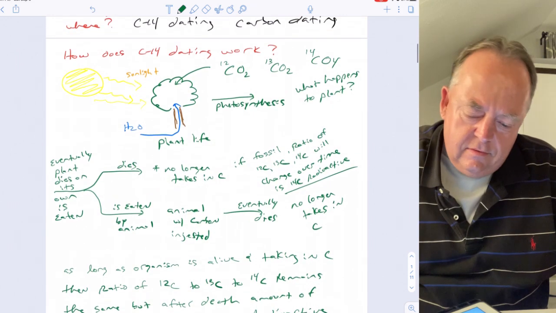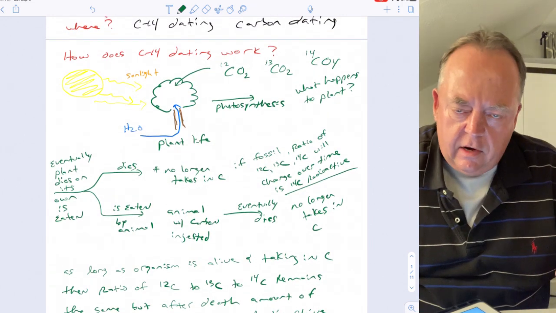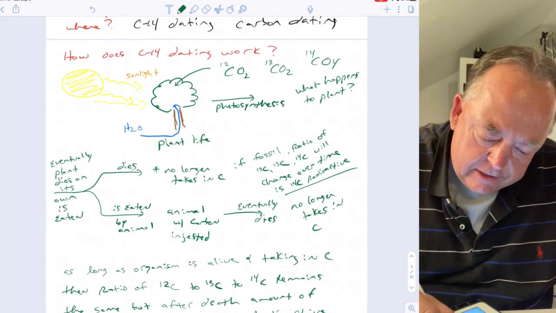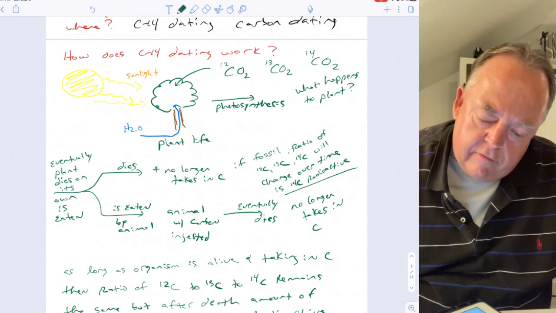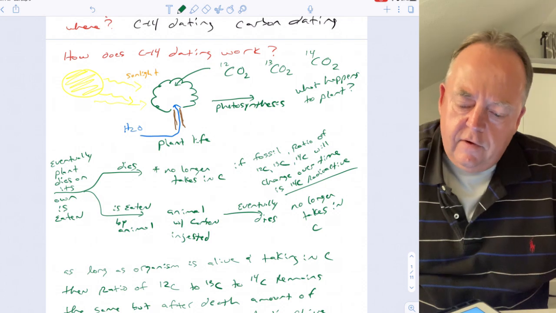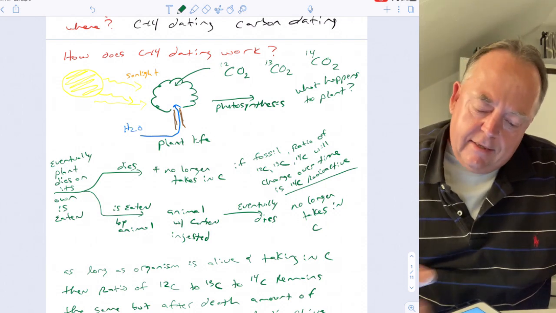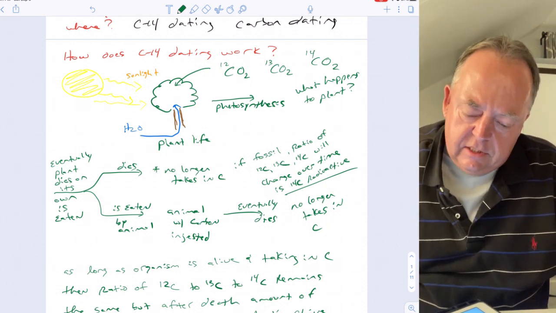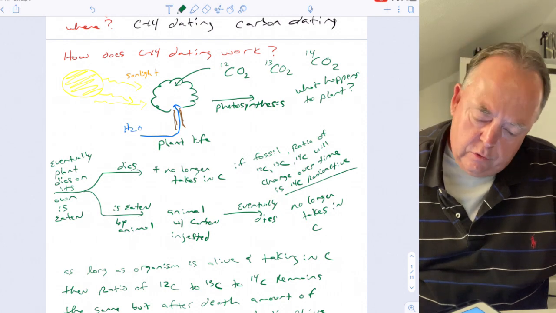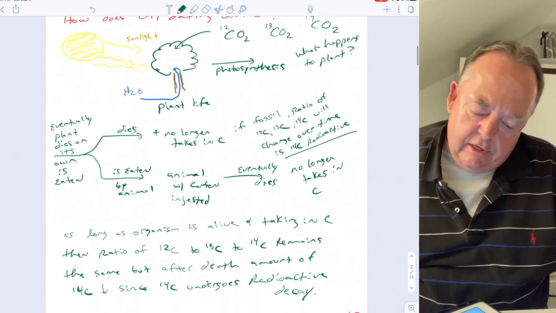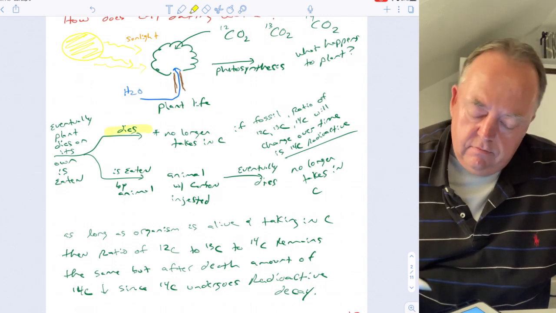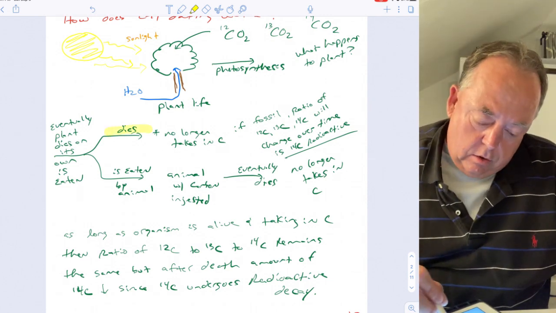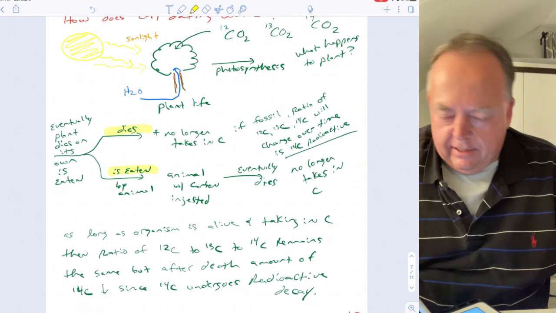Sorry, that's not CO4, it's CO2. Instruments are nowadays sensitive enough that you can measure trace amounts of these things. So the plant is constantly taking in carbon, C12, C13, and C14, and doing photosynthesis. So then what eventually happens to the plant? Eventually the plant dies, right? Or it's eaten by an animal, in which case it dies as well.